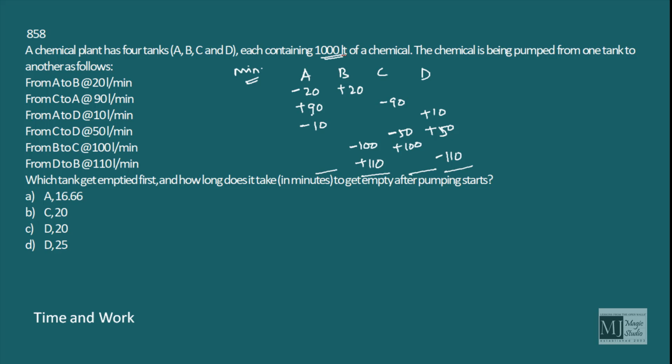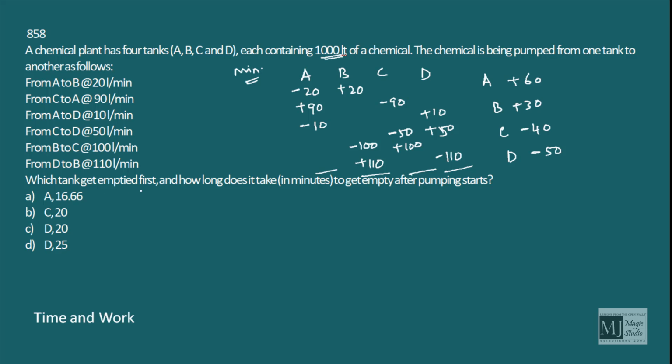A is plus 60, 90 minus 30 is plus 60. B, we can see it is plus 30. In C, 100 minus 90 is 10, minus 40. In D, 110 minus 60 is minus 50.